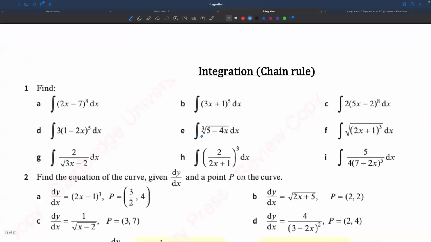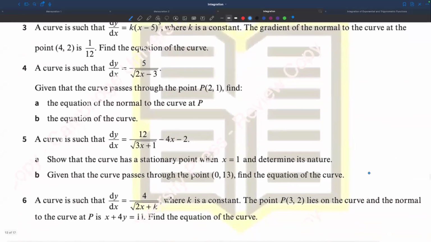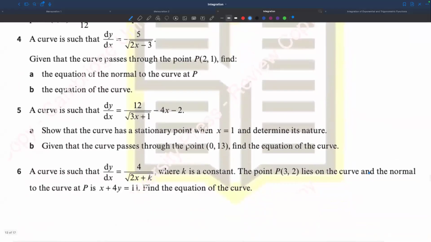Yes, the power will be 1 upon 3 if it's cube root, if it's square root, and if it's in the denominator, then it will come up and become negative. But there is no different method. Okay, you just have to deal with different numbers or fractions. You people are old enough to do that on your own. Just one or two questions and then we move forward to the limits thing.